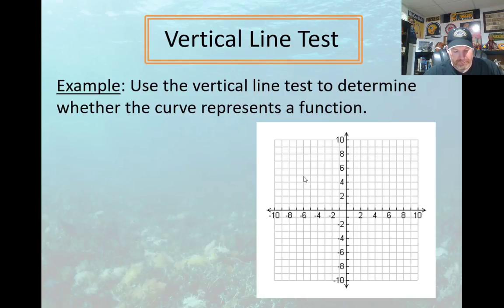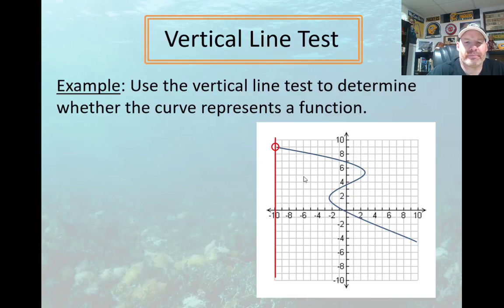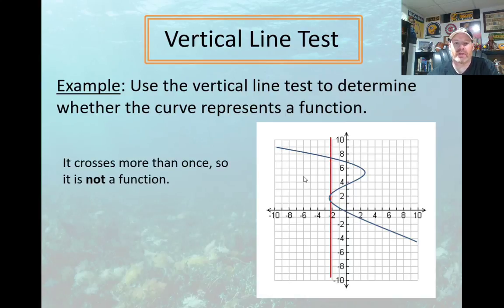And we'll try one last one right here. Put the vertical line in, and you go across, and then right there you see that the vertical line crosses more than one spot, which means that it is not a function.